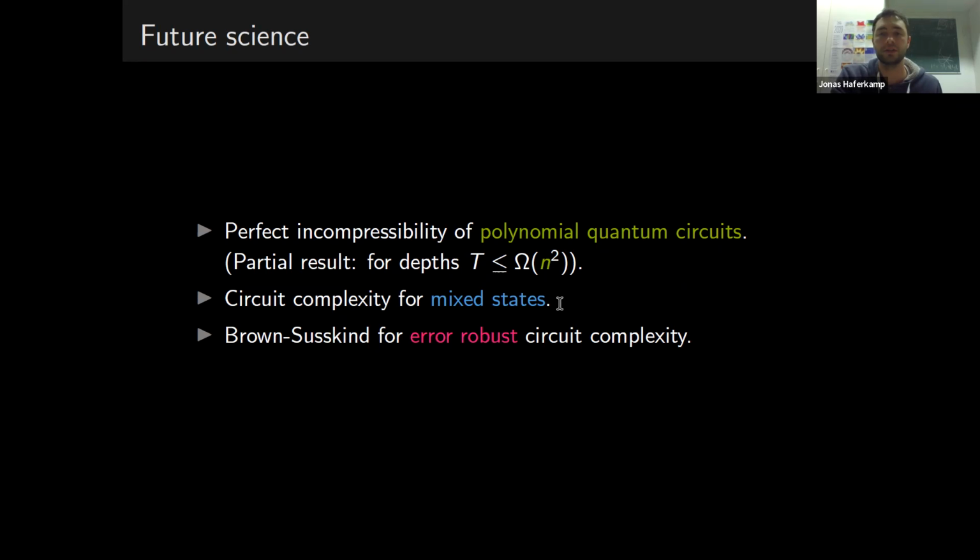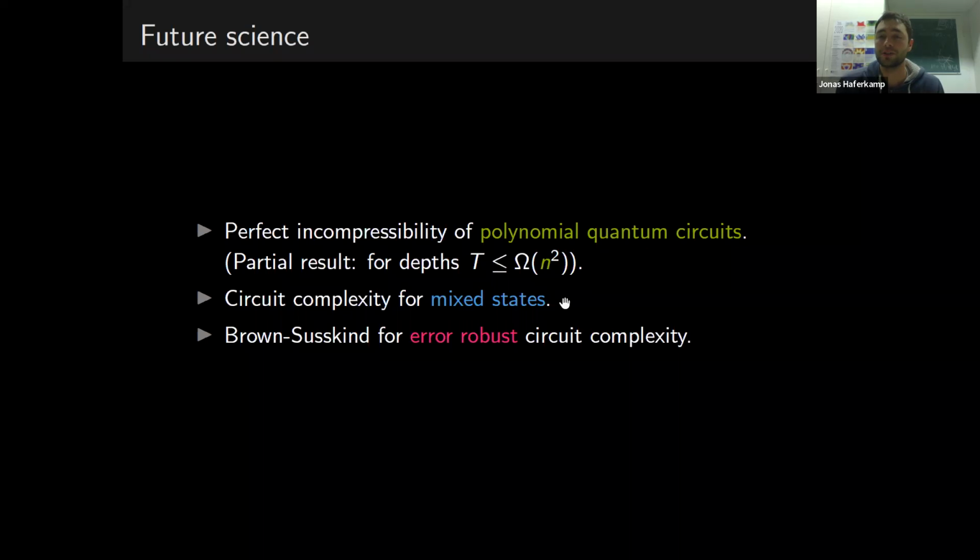Another thing that I'm very interested in is monitored circuits, or notions of complexity for mixed states. Here, for example, there are some very interesting results where people observe phase transitions in the entanglement entropy if a certain rate of measurements is performed in local quantum circuits. And I would like to see if circuit complexity undergoes similar phase transitions. And then for me, obviously, the big one is proving the Brown-Susskind conjecture for a very error-robust notion of circuit complexity. And maybe I end on a sort of personal assessment of that.